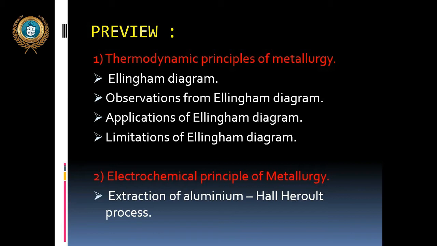Under Ellingham diagram, there are three major things we have discussed. One is observation, second is applications, and third is its limitations. So with the help of Ellingham diagram, we have discussed all those three things. Then in second, electrochemical principles of metallurgy. Under this, we have discussed about the extraction of aluminium by Hall-Héroult process.